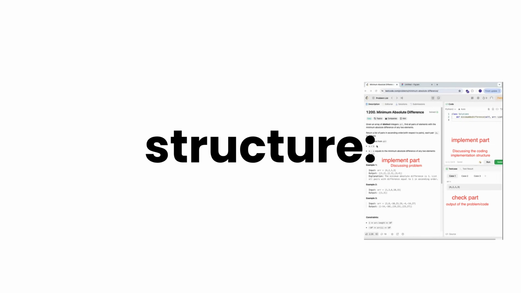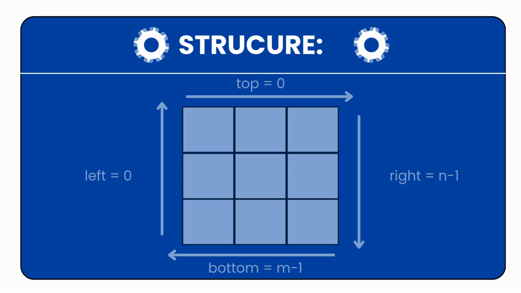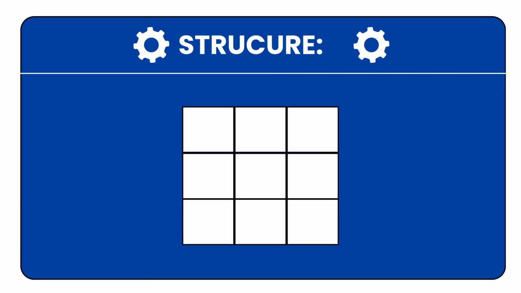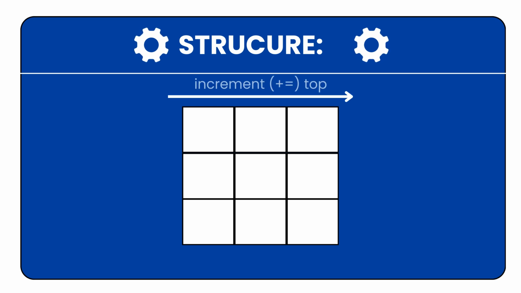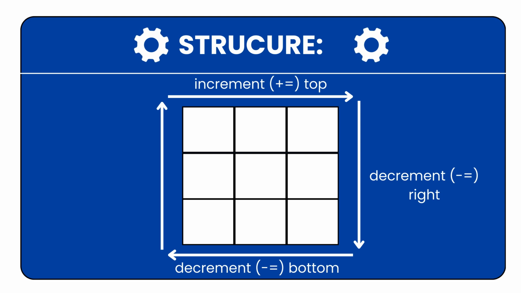Initialize top equals 0, bottom equals M minus 1, left equals 0, right equals N minus 1. While top is less than or equal to bottom and left is less than or equal to right: traverse from left to right along top, increment top. Traverse from top to bottom along right, decrement right. If top is less than or equal to bottom, traverse right to left along bottom, decrement bottom. If left is less than or equal to right, traverse bottom to top along left, increment left. Collect all elements in a result list.